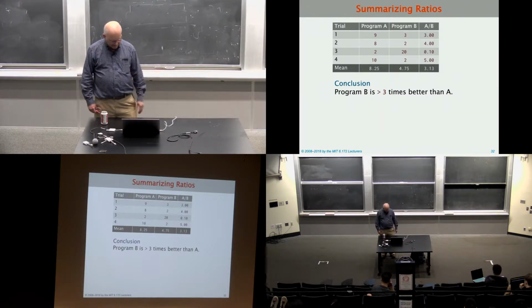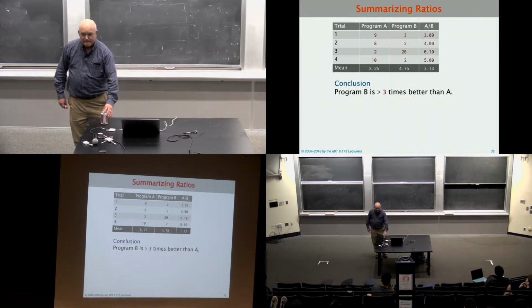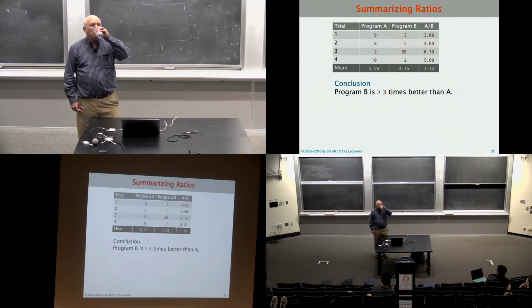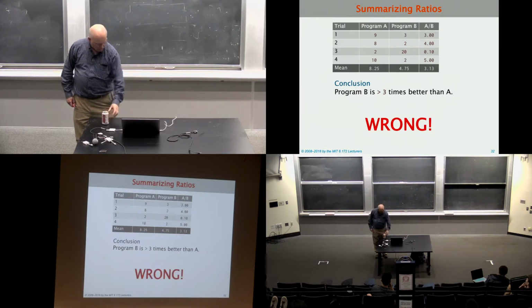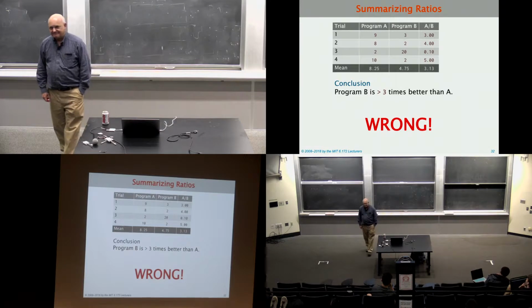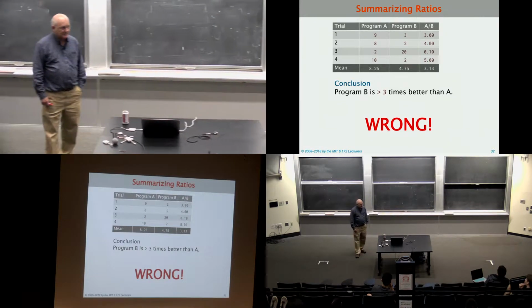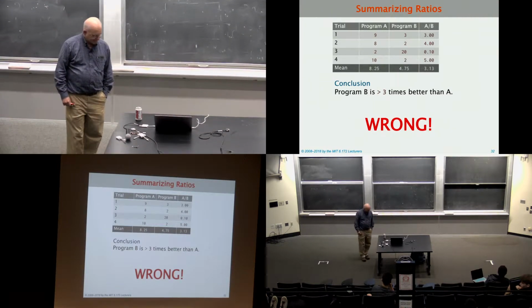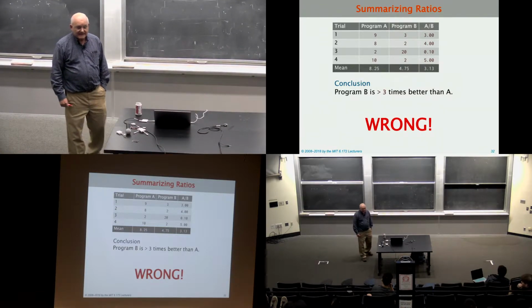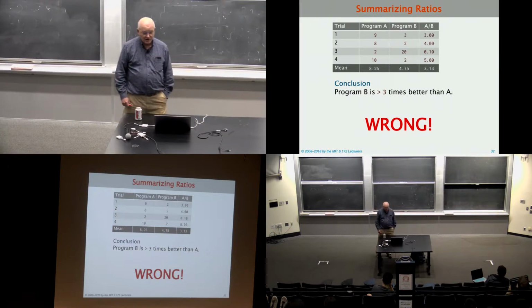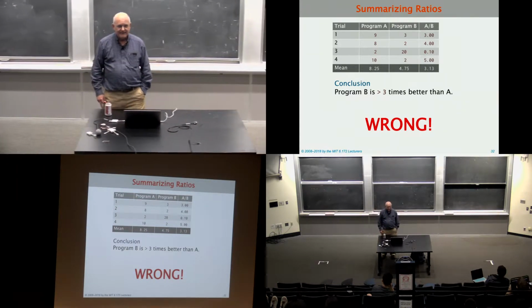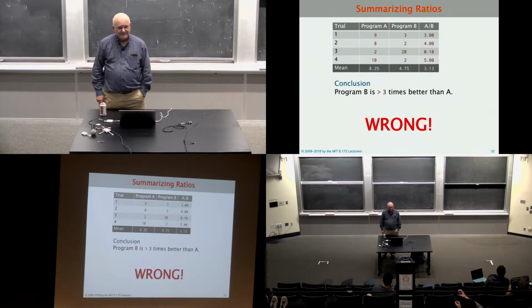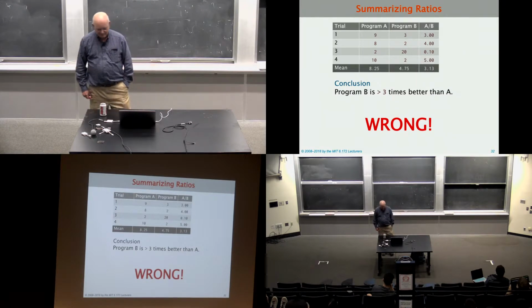But there's a bug in that reasoning. Can anybody see the bug? This is wrong. It doesn't make sense to take the arithmetic mean of a bunch of ratios. Why is that? Well, it represents a comparison of one to another, so it makes no sense. Good intuition.